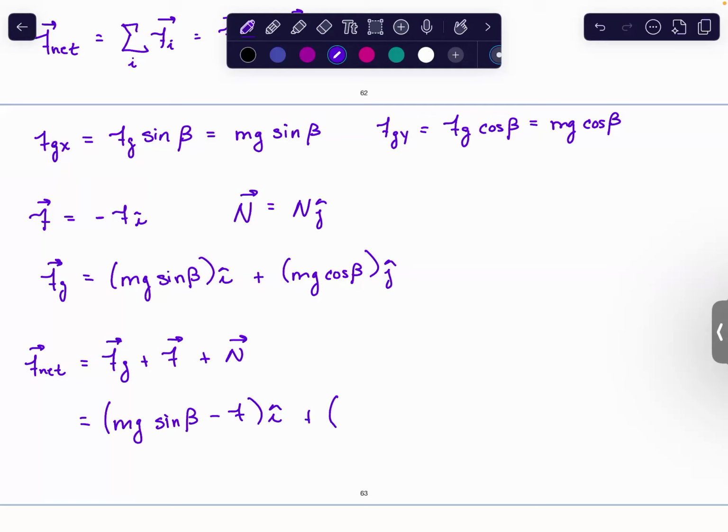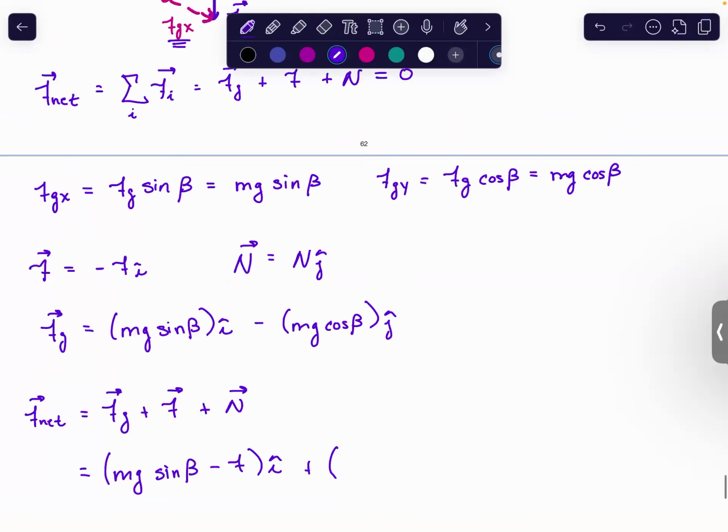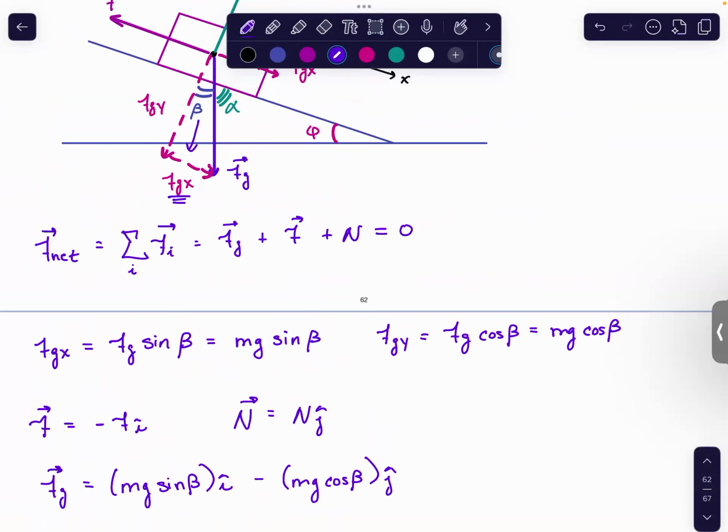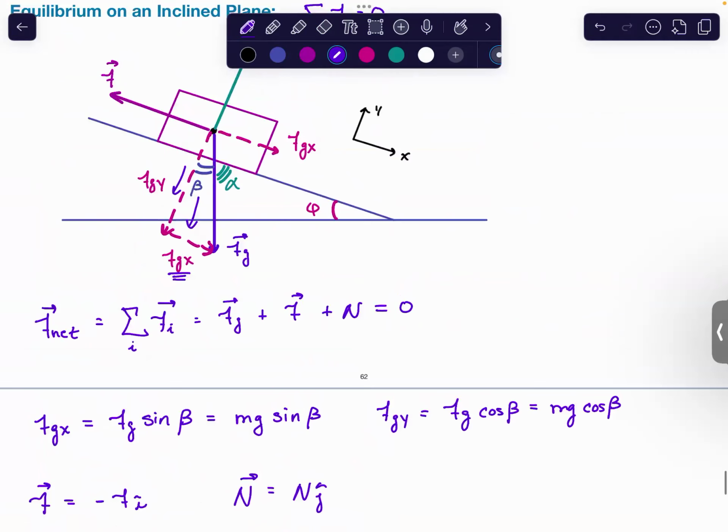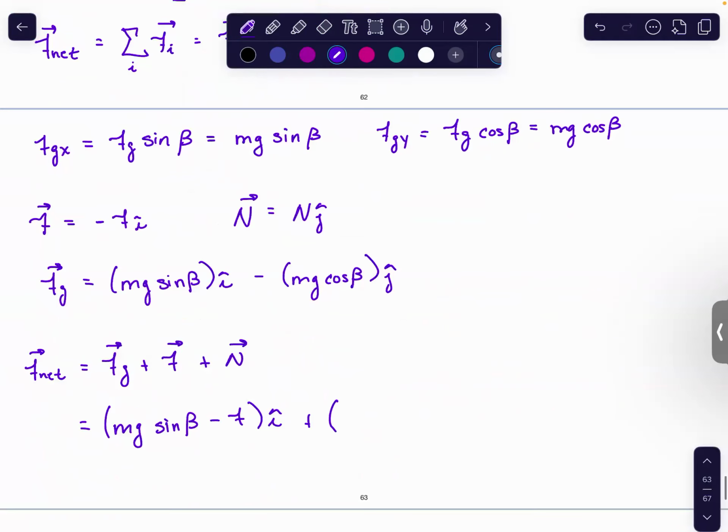Plus, then we're going to add together the j hats. Oh, I gave you a wrong sign. That's negative. Let's talk about y. Look at the direction of the gravitational force in the y direction. That's going to be the negative y direction. So sorry about that. You have to put the negative sign in there for the y direction.